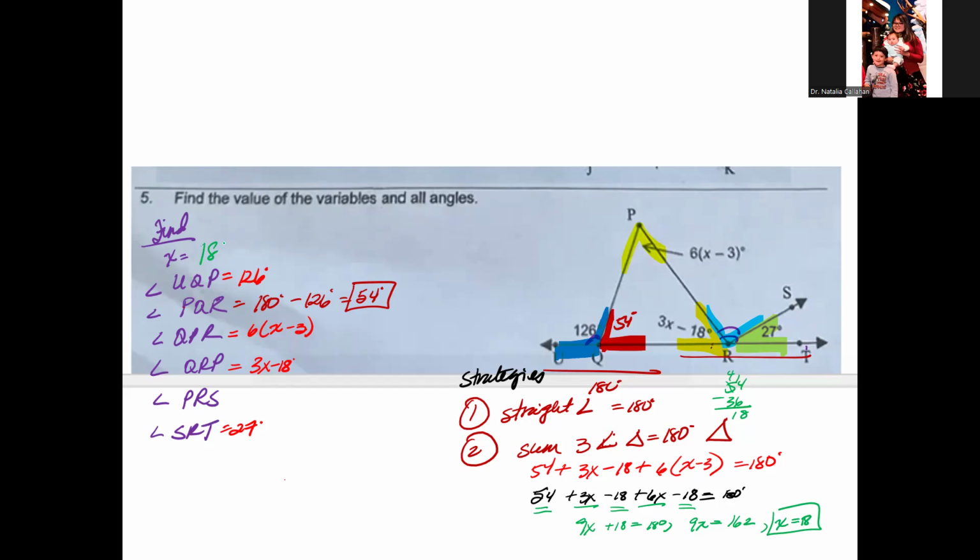Did you find X yet or not yet? Okay, so now that I have X equals 18, do you see now I can find the yellow angle and the orange angle now? Yeah. Okay, yellow angle is QPR, right? QPR. So let's plug in 18, right? So 18 minus 3 is 15. 15 times 6 is 90 degrees, I believe, right? But that doesn't look like a 90-degree angle, so that's okay.